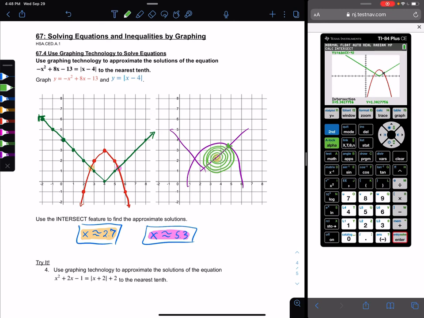So if I don't move the cursor close enough to this point over here, I'm never going to get the solution for that. My calculator is just going to keep giving me the solution that I might have already found. So it's important that you learn how to move the calculator, the intersection point around, move that cursor around when you're guessing, and make sure it hovers over the intersection point that you are looking for.